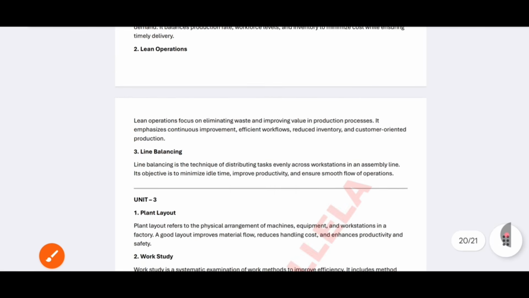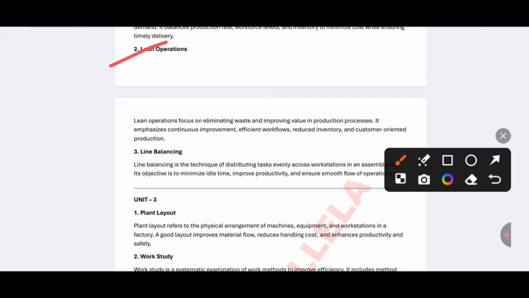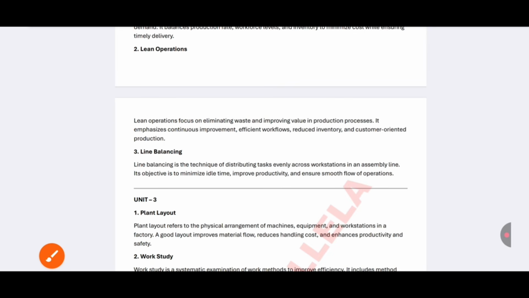Next one, lean operations. Lean operations focus mostly on wastage, eliminating waste and improving the production processes. It is a continuous improvement where it will reduce the inventory, reduce the workflows, and have customer oriented production also. For that case, we can call it lean production or lean operations.